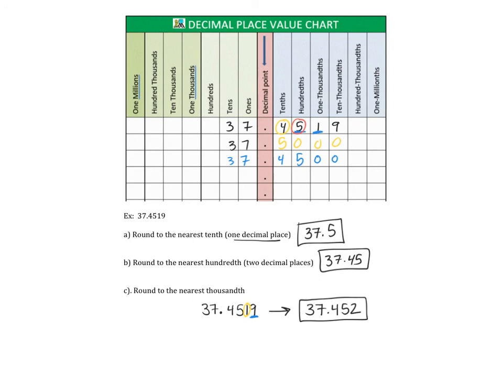So that's the basics of rounding. It really is important to understand the place value of our numbers, and where the hundredths are, where the thousandths are, and all of that. And then we just think about, is the number next door to the right big enough to round us up or stay the same?